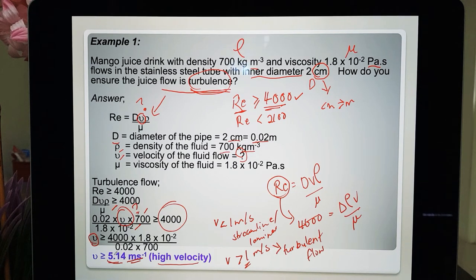So now, you need to prove this. For this particular problem statement, you need to prove whether the flow is turbulent or not. How do we ensure that the flow is turbulent? You prove it by calculating the velocity. When we calculate, the value of velocity is 5.1 meter per second, meaning that the velocity is already greater than 1 meter per second, so this indicates the flow of the fluid is turbulent. So this is the first example.